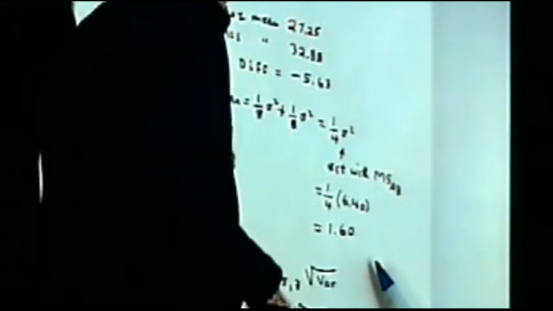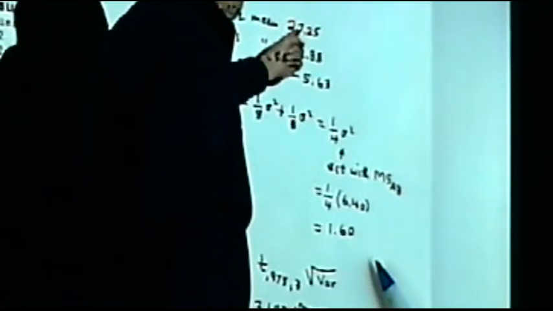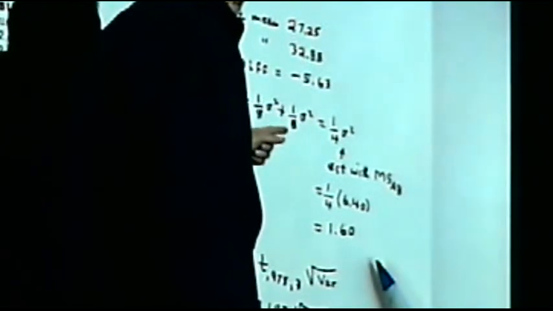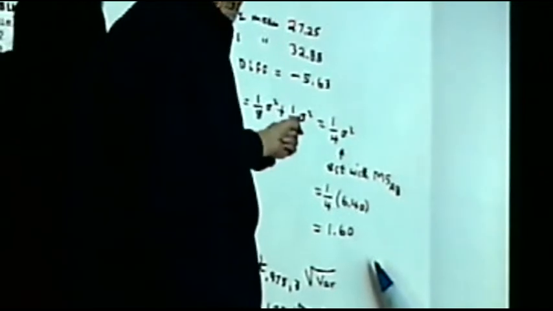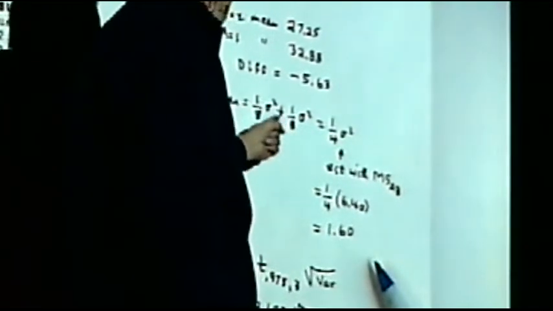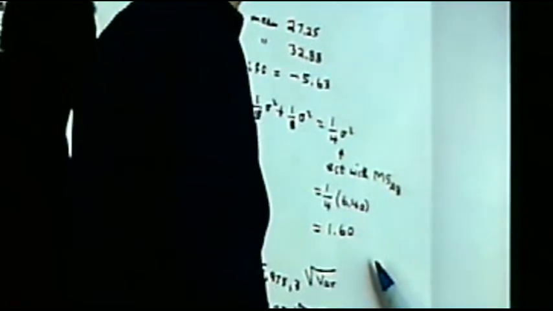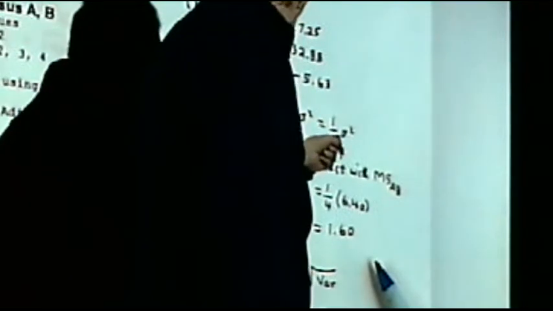Now I have to get my hands on the variance of this difference. Now this is an average of 8 numbers, and this is an average of 8 numbers. So the variance of the first is sigma squared over 8. The variance of the second is sigma squared over 8. And together I get sigma squared over 4. Now here we run into the issue of what am I going to use to estimate sigma squared?